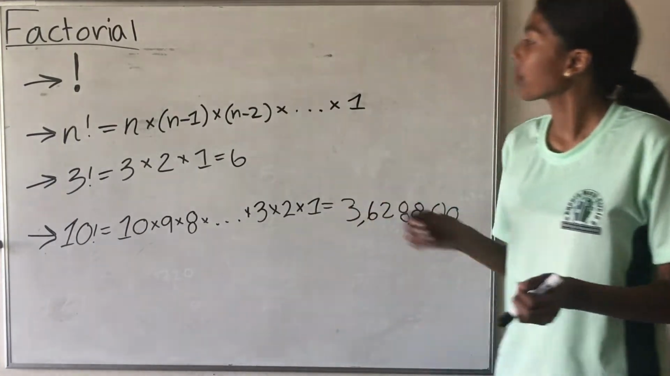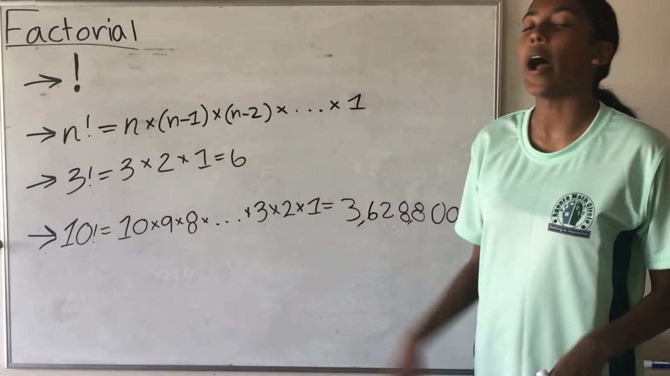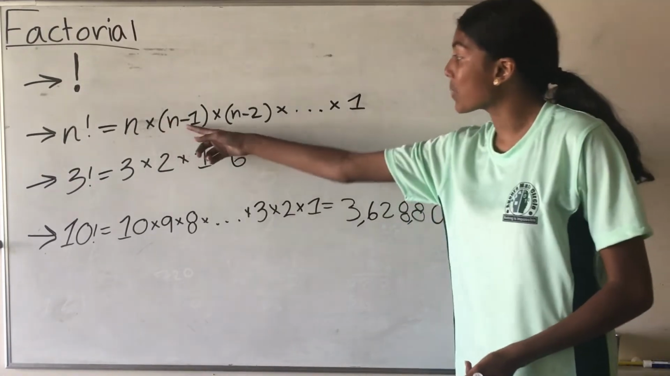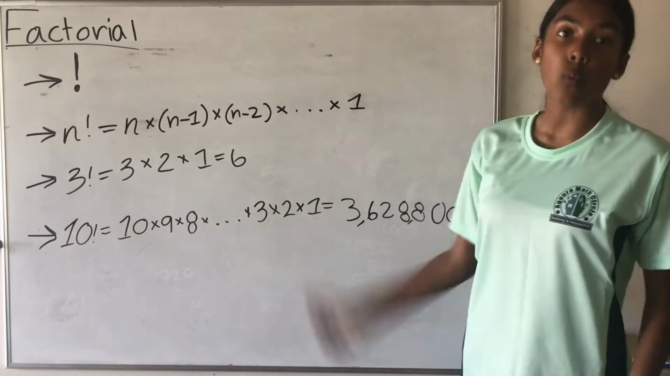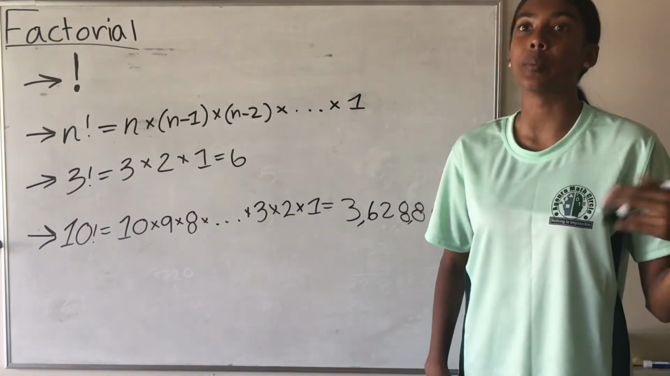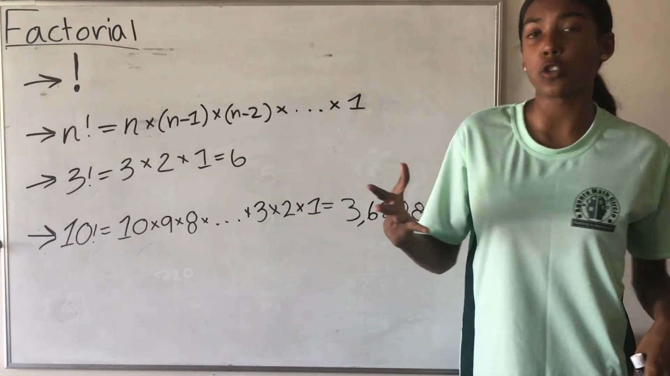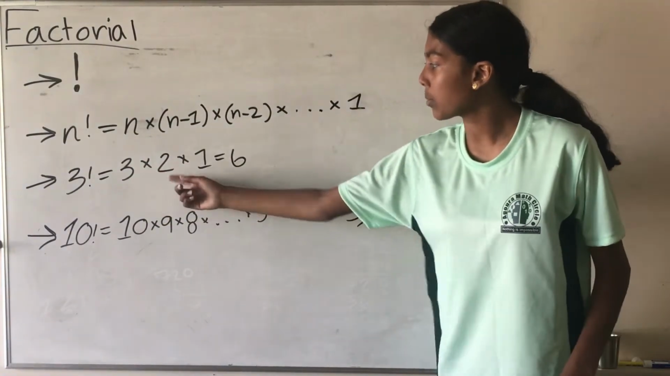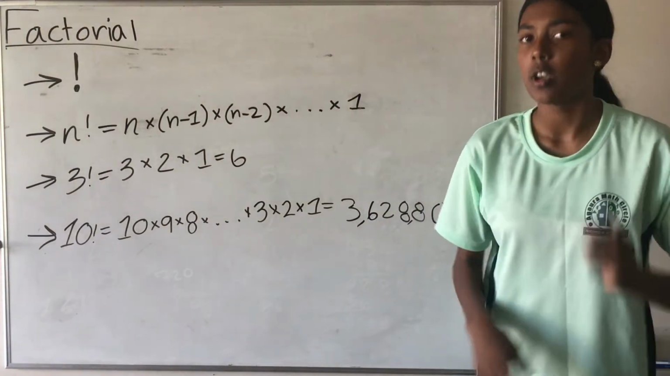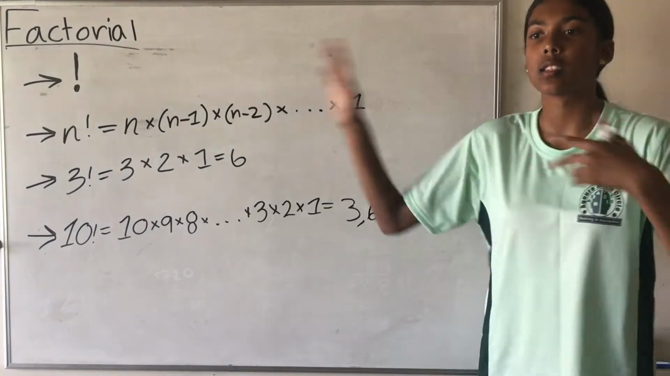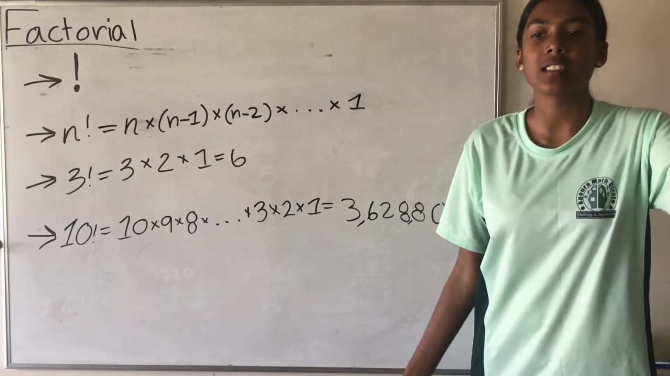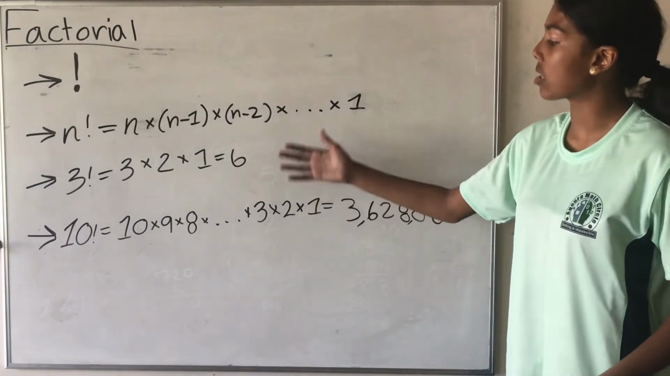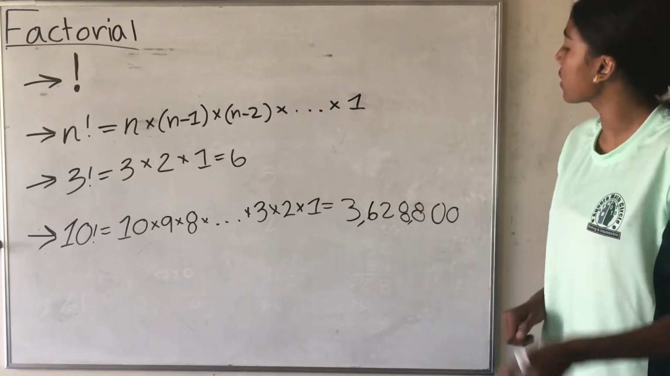So what it means is if you have n factorial, n being any positive whole number, you have n times n minus 1 times n minus 2 all the way down to 1. You can't multiply by 0 or else everything factorial would be 0. An example of this is 3 factorial. We have 3, which is n, times 3 minus 1, which is 2, all the way down to 1. So 3 times 2 times 1 is 6. Basically, you're multiplying all the positive whole numbers less than it, going all the way down to 1. So 10 factorial would be 10 times 9 times 8 times 7 times 6 times 5 times 4 times 3 times 2 times 1, which is 3,628,800.